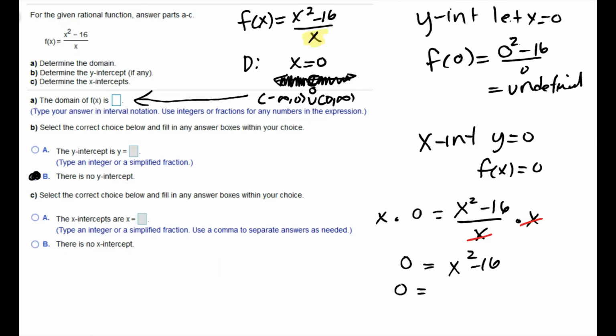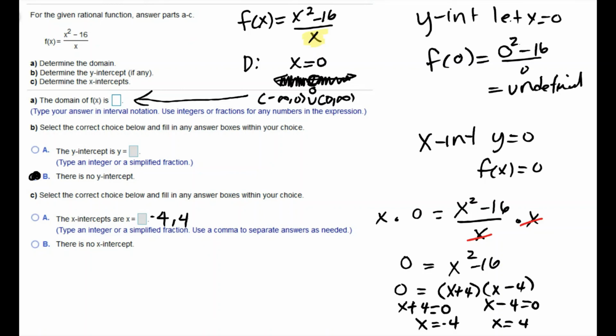X squared minus 16 is a difference of squares, so that's able to factor into x plus 4 times x minus 4. And we can set each one of those factors equal to 0. We get x equals negative 4 and x equals positive 4. So we have two x-intercepts, so we would type negative 4 and 4 for the x-intercepts.